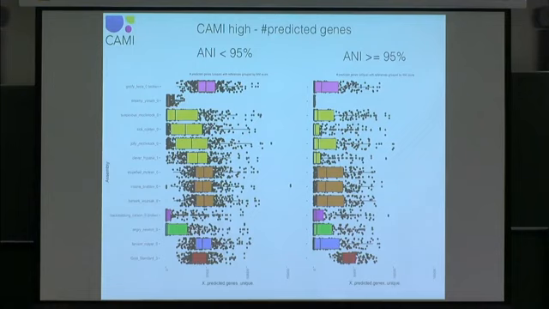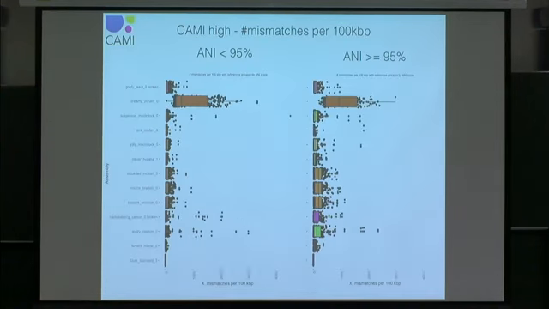Yeah. Okay. And then you can look at the mismatches per 100 kilobases. So here now you see this is really bad. It only assembles a small fraction of the metagenome and has most of the errors. And again, orange is doing pretty good, pink is doing good, and this one also.